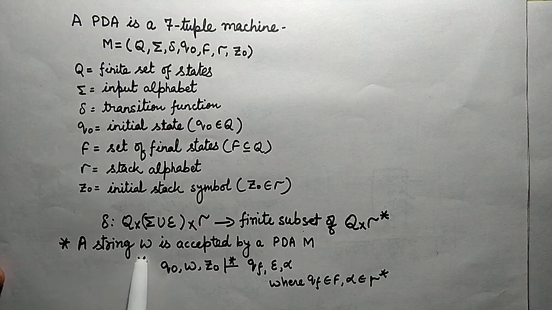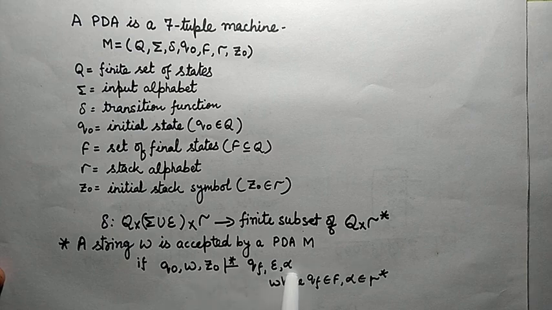So a string W is accepted by a PDA M if Q0 W Z0 reaches a final state after reading this entire string. So we will have null here, and then the stack contains any combination of stack symbols, and this QF should be a final state. So this is the initial configuration and this is the final configuration. After reading this entire W, if we are at a final state, then this W is said to be accepted by the PDA.